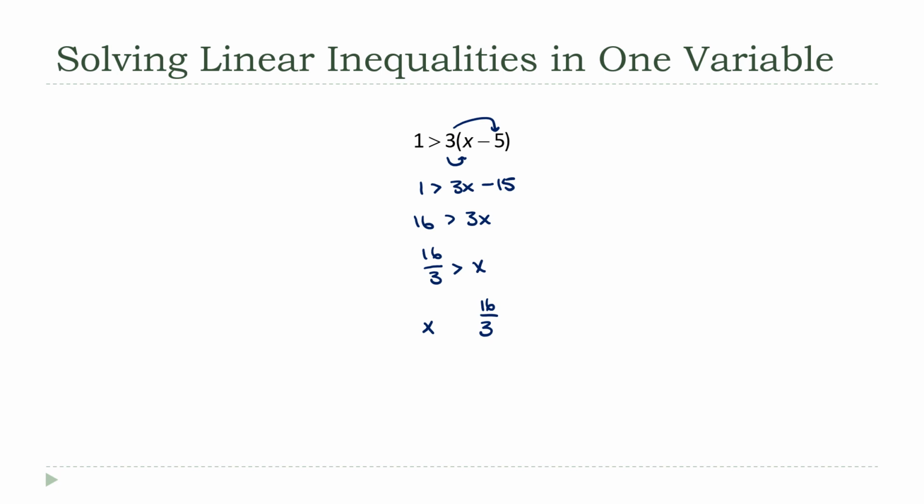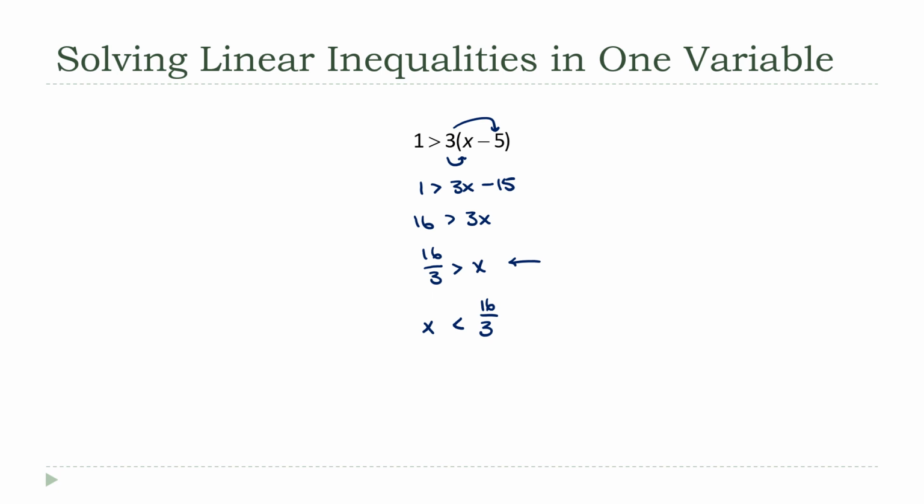Its direction, the way I think of this, its direction has to stay the same. And in the final result here, it was pointing at the x, so to speak. I needed to do the same thing on the next line when I turn it around. So I'm going to say x is less than 16 thirds. Right? And that'll be my final answer. Now, that's a perfectly good way to write this.